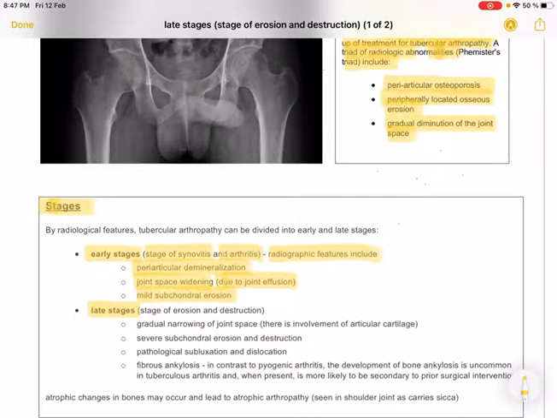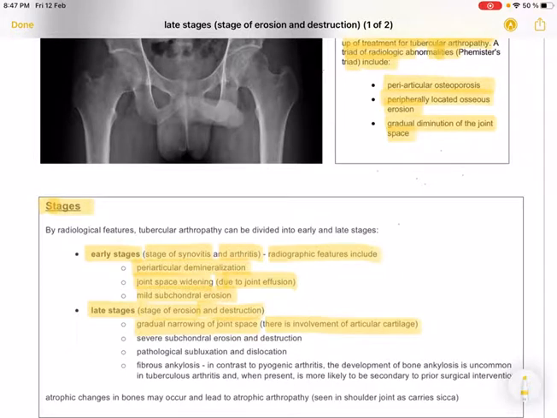Okay, so what are the features of the late stage? The late stage is also called the erosive and destructive phase, because there is bone erosion and a destruction of the two bones that form the joint, and there is a gradual narrowing of the joint. There is involvement of the articular cartilage, and the bones come closer to each other.